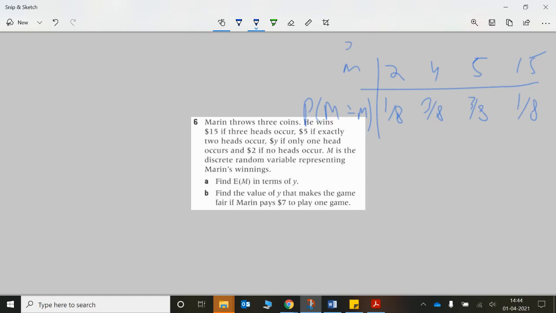Now, likewise, we could have called these X. X could have been 0, 1, 2, or 3. We could have put in an extra row there if we wanted to. But I've gone straight to writing down M and the probability of getting that M. But of course, M relies on, for example, 3 heads. Now, often there's a bit of work that you need to do before you get these probabilities.